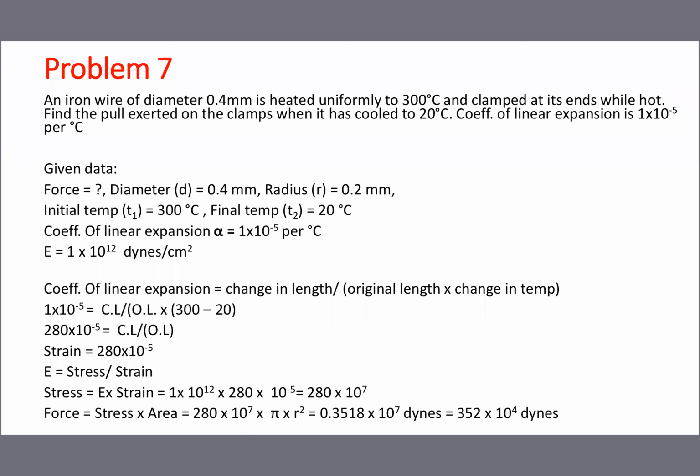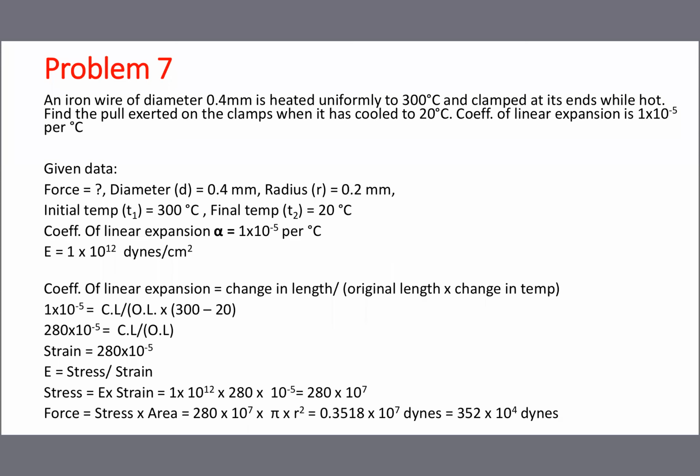New data is given: the coefficient of linear expansion is 1 into 10 power 5 per degree centigrade. A new data, coefficient of linear expansion. Don't get confused. Read the problem once again and check with the given data. An iron wire of 0.4 mm diameter, so the diameter is given as 0.4 mm.